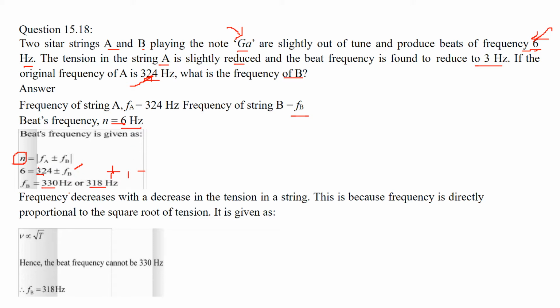Now, since we have to answer the other part also, the frequency decreases with decrease in the tension in a string. Why? Because the frequency is directly proportional to the square root of the tension. So frequency will decrease with decrease in the tension, frequency will increase with increase in tension. So v is directly proportional to under root T. That is why the frequency of B cannot be 330 Hz. So it has to be 318 Hz. This is the explanation.